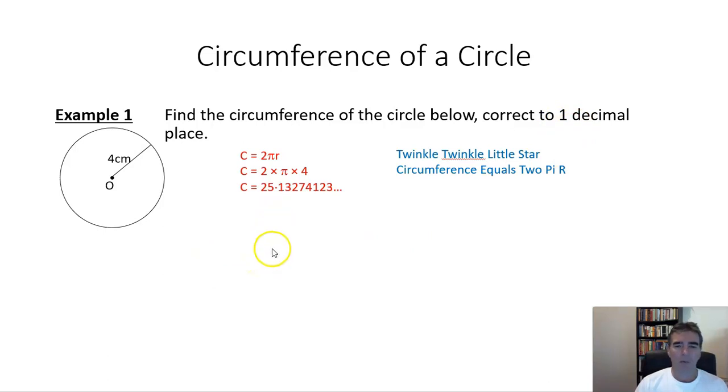And so we want one number after the decimal point, which looks like our 1. Our next digit is a 3, which is a small digit, so that doesn't affect the 1. So it's actually closer to a 1. So our circumference is approximately 25.1 centimeters.